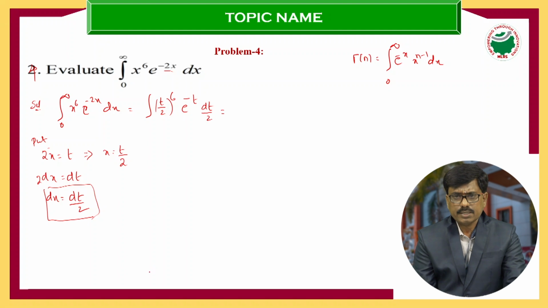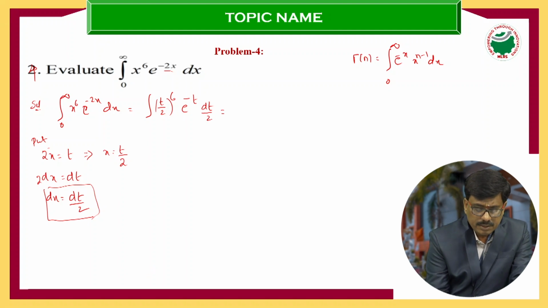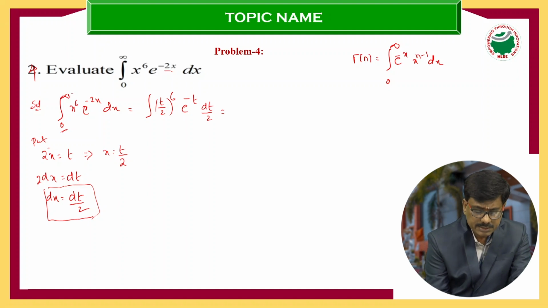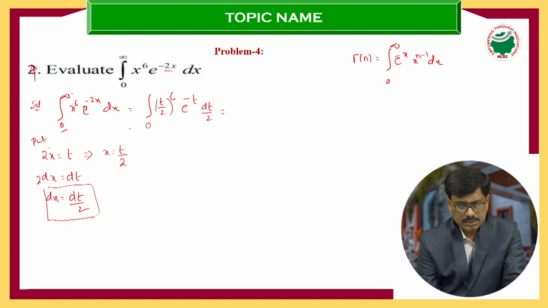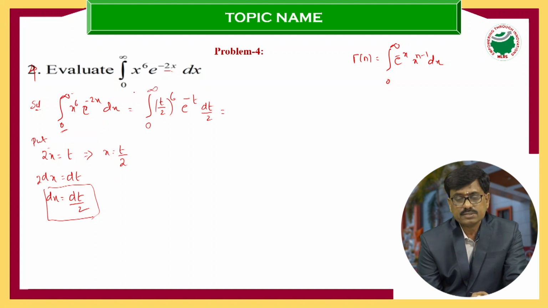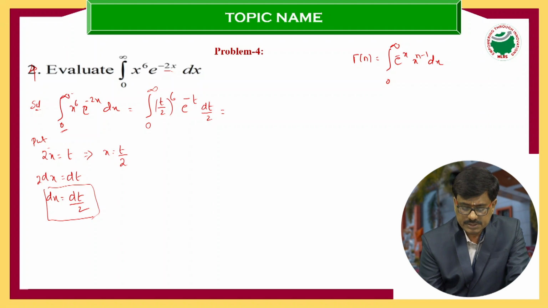Look at the limits. What is the x lower limit now? 0. What is the upper limit? Infinity. If I substitute x is 0, then 2 times 0, so the t limit also becomes 0. Similarly, if I substitute x equal to infinity, times 2, the resultant value is also what? Infinity. Okay, now you have the limits of this integral.